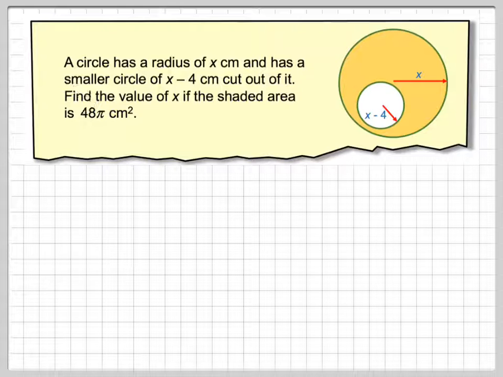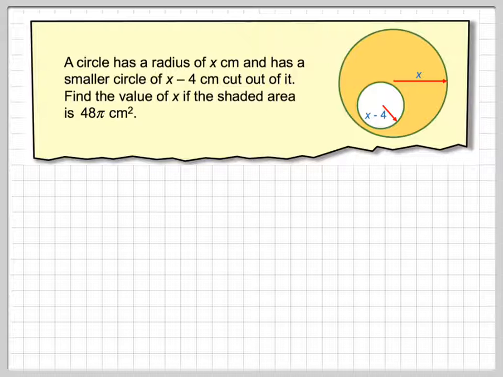This is a slightly harder question to do with expanding two linear brackets. A circle has a radius of x centimeters and has a smaller circle of x minus 4 centimeters cut out of it. Find the value of x if the shaded area is 48 pi centimeters squared.